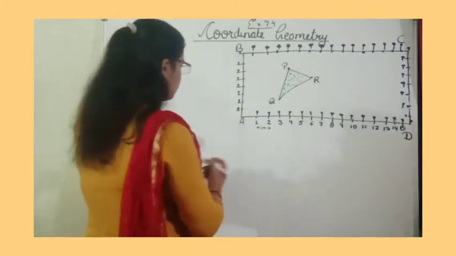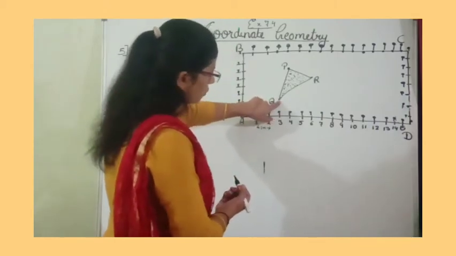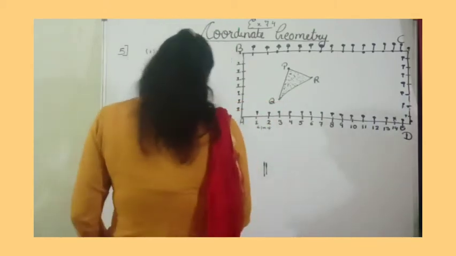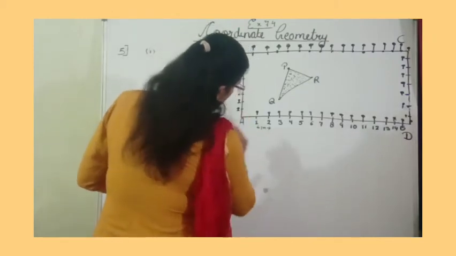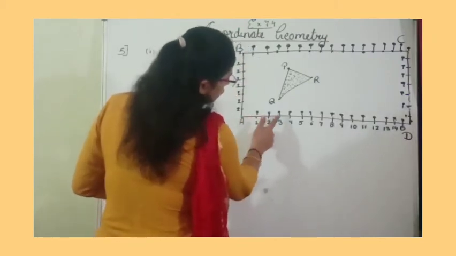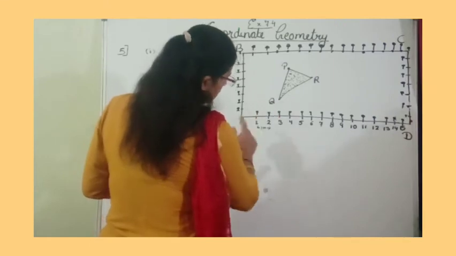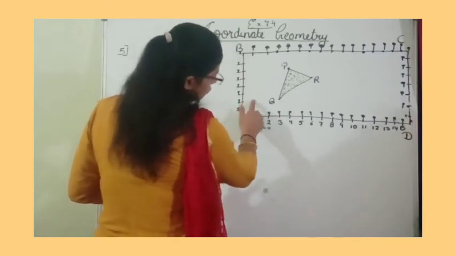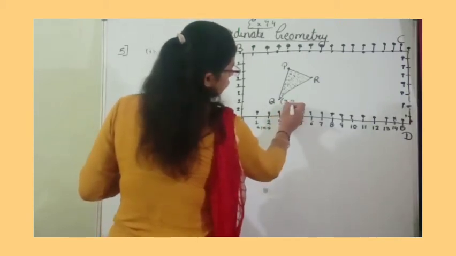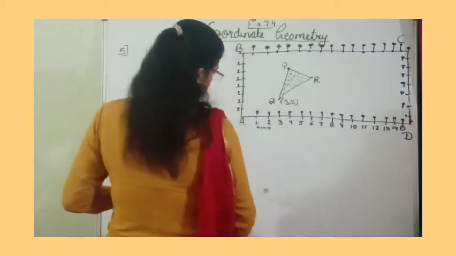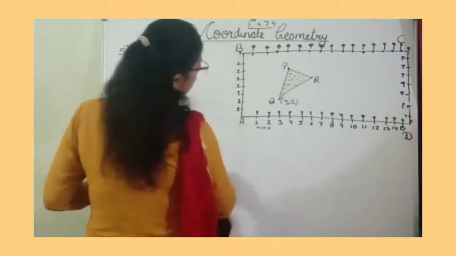So let us see, what are the coordinates of point Q? Just calculate from here, 1, 2, 3. It is 3, and from here, 1, 2. Just draw perpendicular, as you have done in 9th class also, and here also we are doing. The coordinate of this is 3, 2.